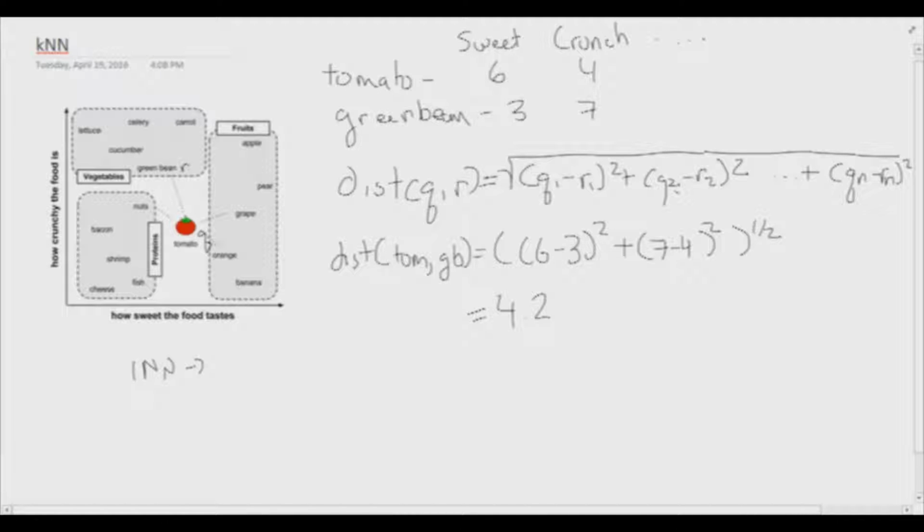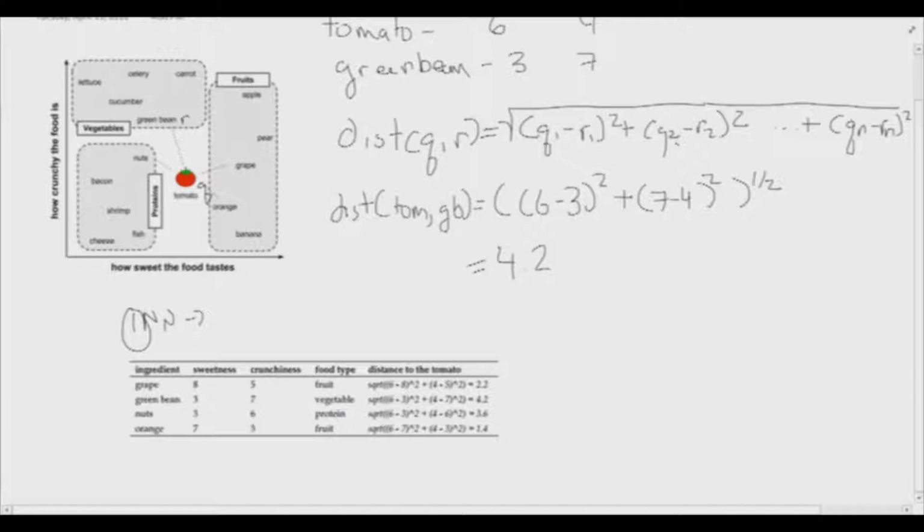So what you have to do for a 1NN is calculate all of the distances of the nearest neighbors, and whatever is the closest one, this is what the 1 means, the tomato will belong to that classification. Alright, so here's a summarized table of the distances associated with the tomato to all of these other foods. So here we have grape, green bean, nuts, and orange. Since we're using 1NN, we're going to find the lowest distance. So the lowest distance here is the orange. So under a 1NN, a tomato would be classified as a fruit.